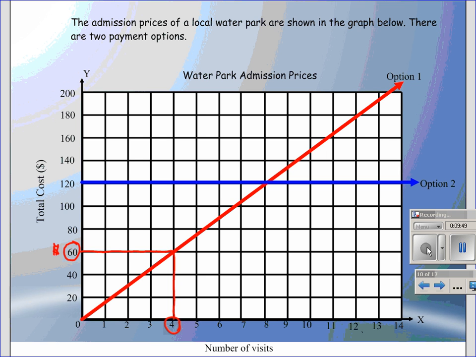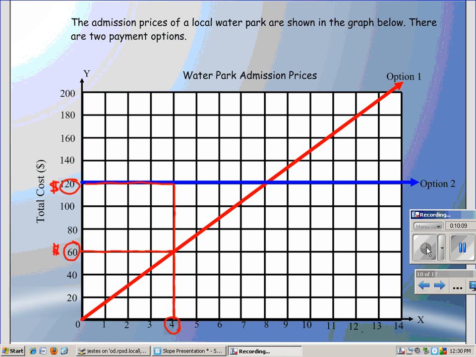I can do the same thing for option 2. I come back to the 4 visits and I follow the line all the way up until I hit option number 2, and I follow it over, and then I get $120. Alright guys, so now looking at both ways of solving, by using an equation and by using the graph, it looks like option number 1 is the way to go. It's $60 and option 2 is $120.